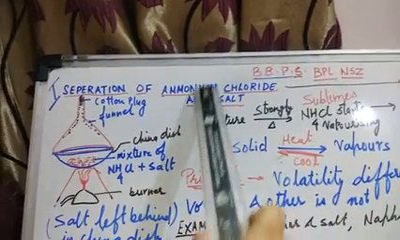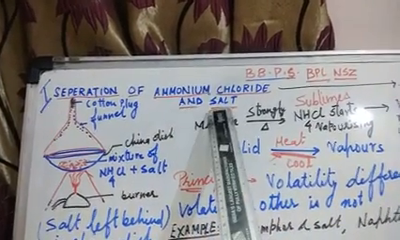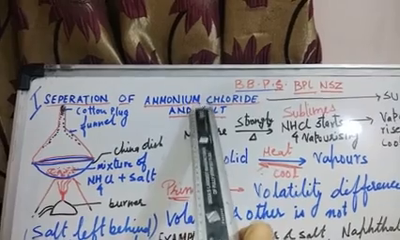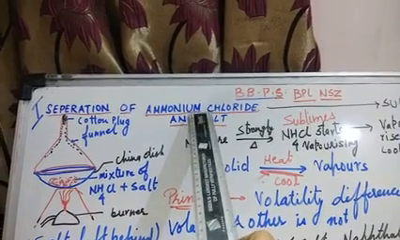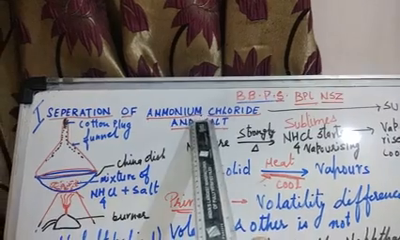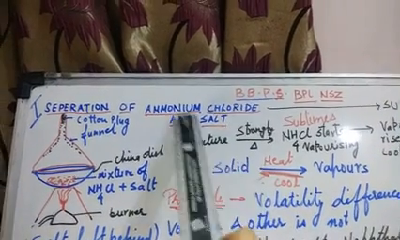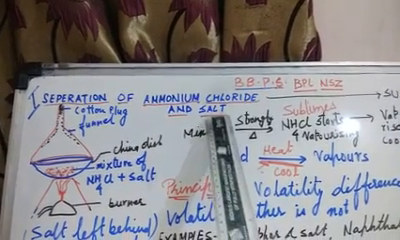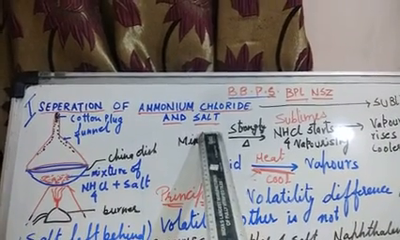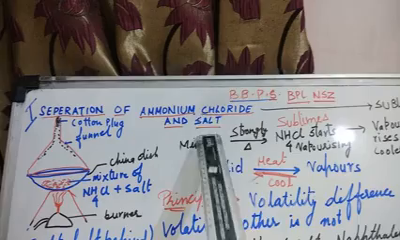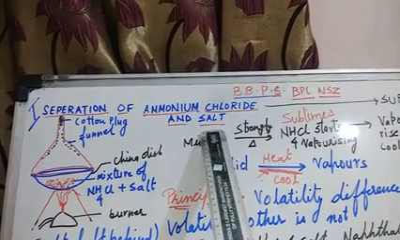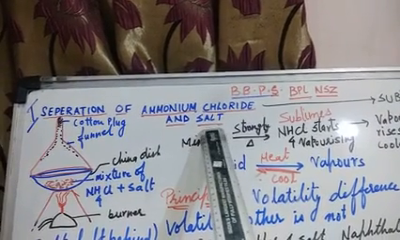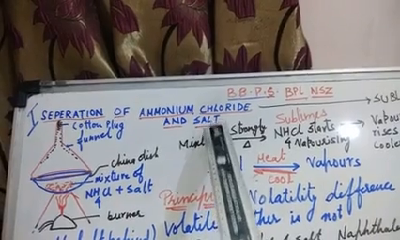Here in this mixture, students, ammonium chloride and salt, ammonium chloride is highly volatile. That means it has a tendency to sublime. That means from solid form, it directly changes into gaseous form. The salt, which we use daily, common salt, table salt, NaCl, is non-volatile in nature. So what will be the principle of this separation? A volatility difference is present between the components. Volatility difference we call it.